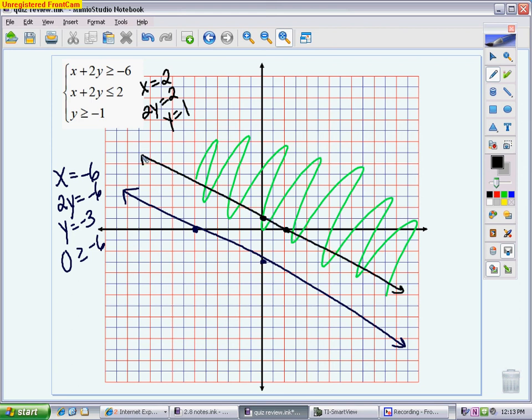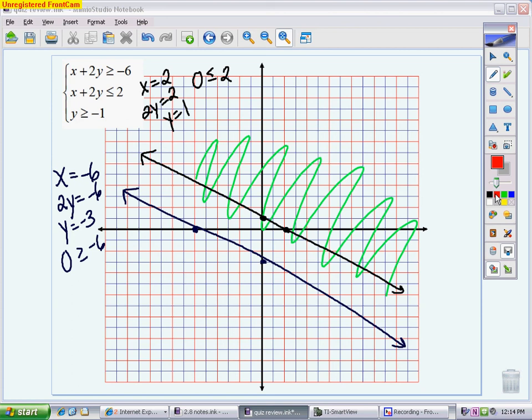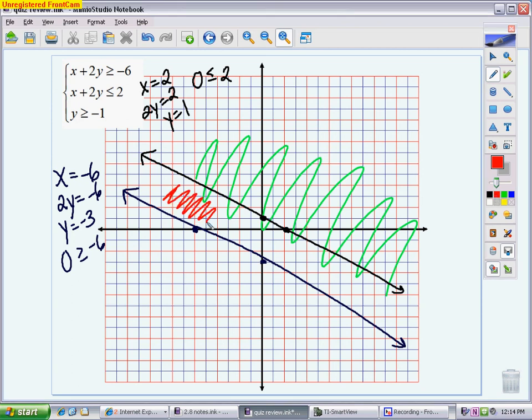And I'm going to do the same thing for shading. I'm going to put 0 in. 0 is less than or equal to 2. That is a true statement. So what you'll see now is you're shading underneath that line. So now my shading, I'm going to go a little bit darker, use red. Right now my shading is falling between these two lines that look to be parallel. So I'm above the first line I drew and below the second line I drew.